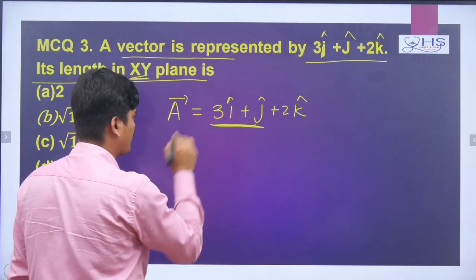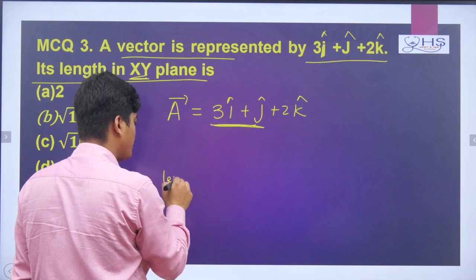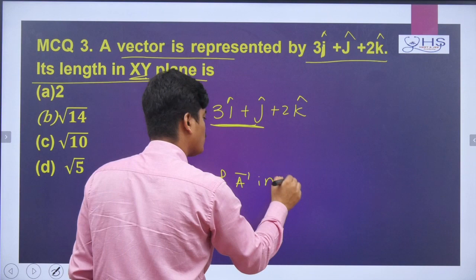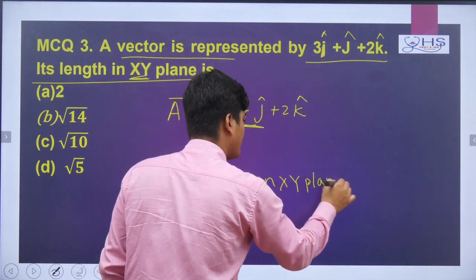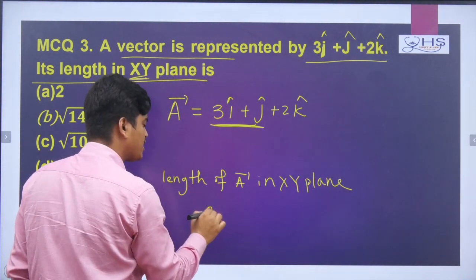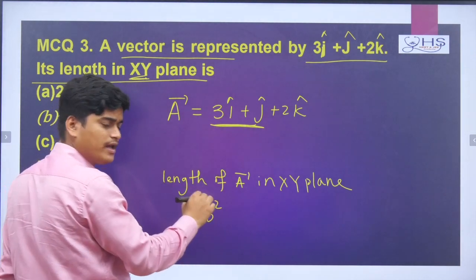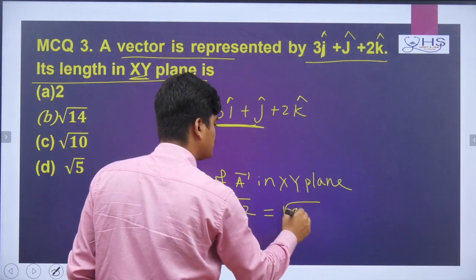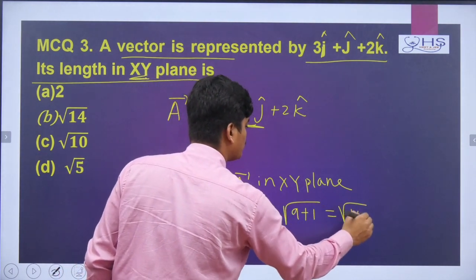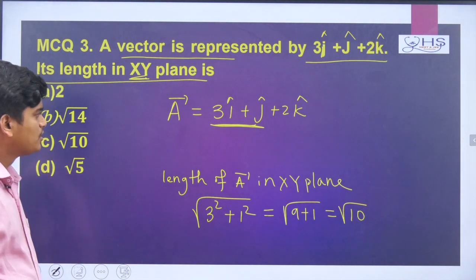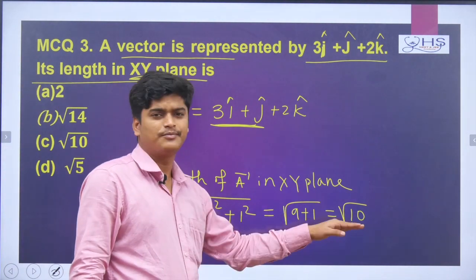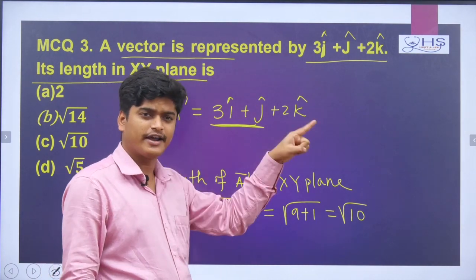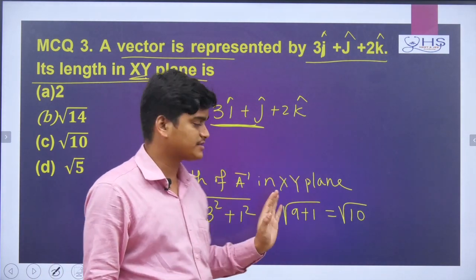So, that is why here what will I take? If I want to find the length of a vector in the xy plane, I will just take the component of i square plus the component of j square, root under. So that will be 9 plus 1, which is root 10. Are you able to understand? Here they are asking along the xy plane, that is why I am doing this. I am taking the i coefficient and j coefficient, because i is the unit vector along the x axis and j is the unit vector along the y axis.